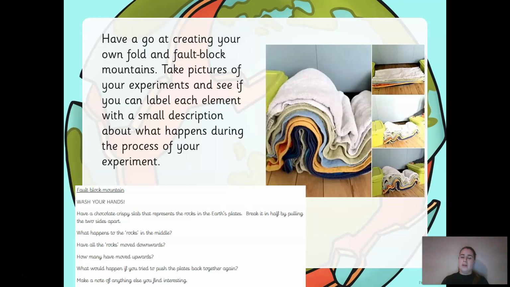Now, to build the fault block mountains is a little bit more difficult because we would have been able to do this in school quite easily. So this is an experiment that's entirely up to you and your parents or guardians at home. Now, make sure you wash your hands. It's really important you have clean hands. Now, this might involve a little bit of baking, okay?